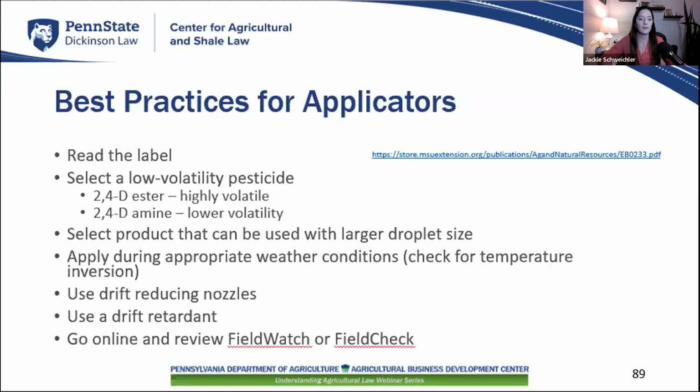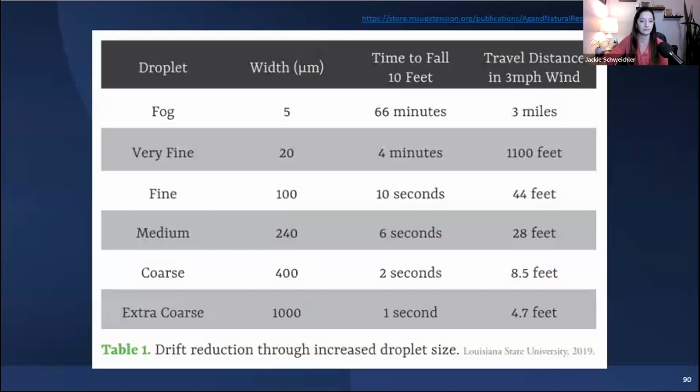for you. And then another good choice is to select a product that can be used with a larger droplet size. So that's important. Larger droplets don't travel as far. I've got a slide on that too. And then you're going to want to make sure that you are applying during appropriate weather conditions, check for temperature inversions. You're going to want to use drift reducing nozzles. There's actual nozzles meant to reduce drift, which is really cool. There are chemicals that you can add to your solution, drift retardants, that will make the solution less likely to travel. And then, of course, you should always check Field Watch or FieldCheck.